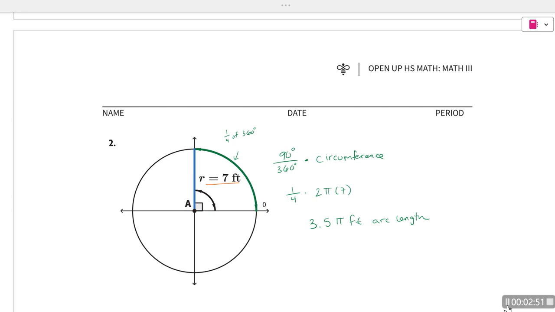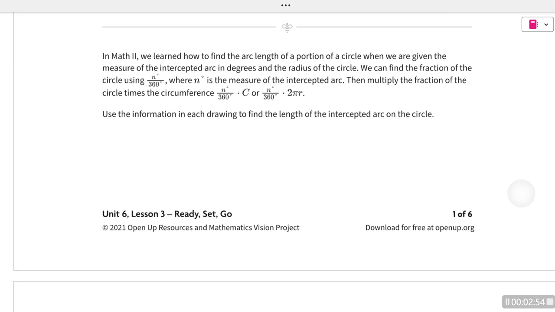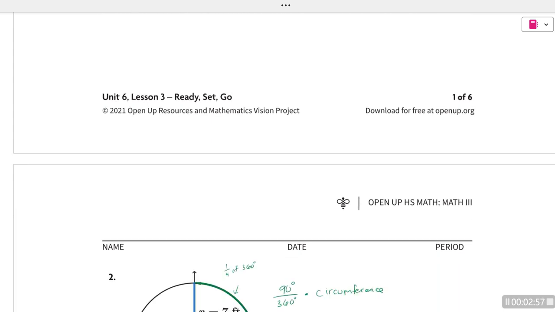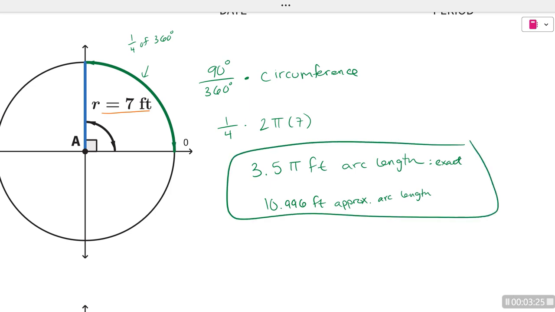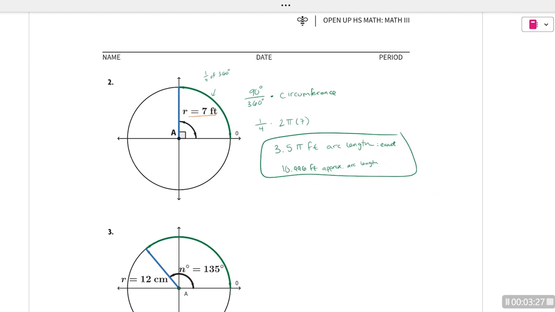Now let's see if it mentions rounding. So it doesn't mention rounding, so we'll just round however we feel fit. So this is our exact value. And if we actually do 3.5 times pi, we get about 10.9955. So I'll round that to 10.996 feet approximate. So approximate arc length. So there we have it for question number 2.